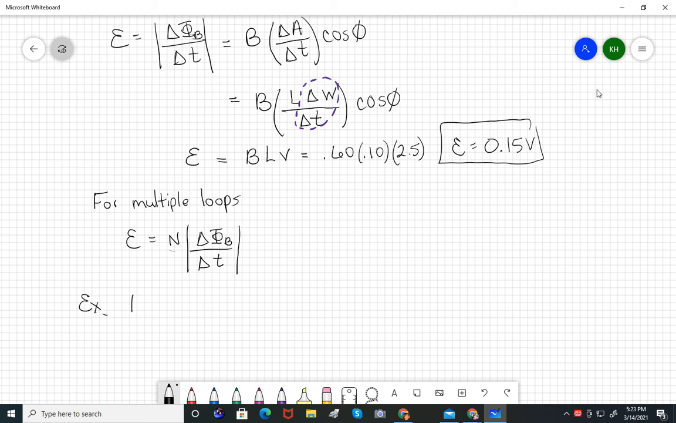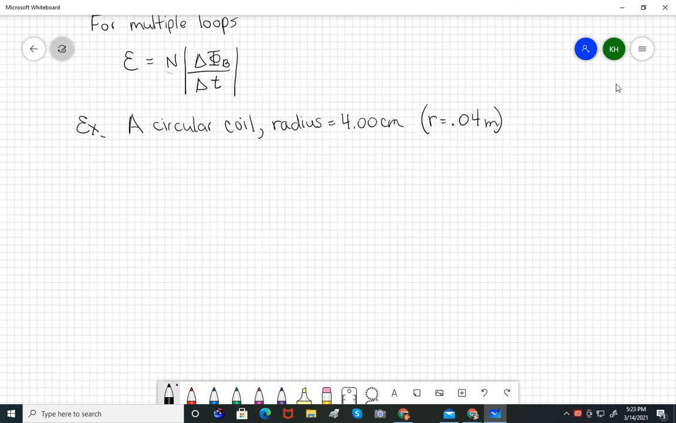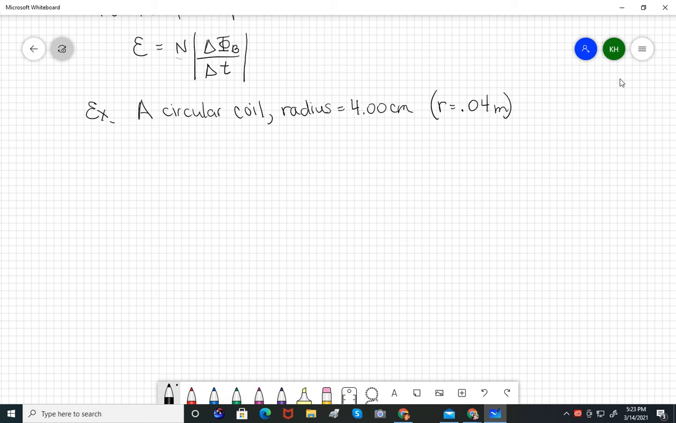In this example, we're going to have a circular coil. The shape of that plane area does not matter. And it has a radius of 4 centimeters, which we know is not really what we want. That's going to be R equals 0.04 meters. The coil consists of 500 turns or loops.